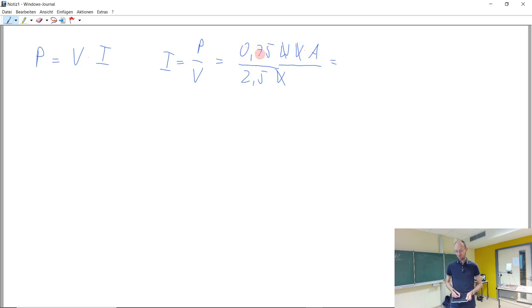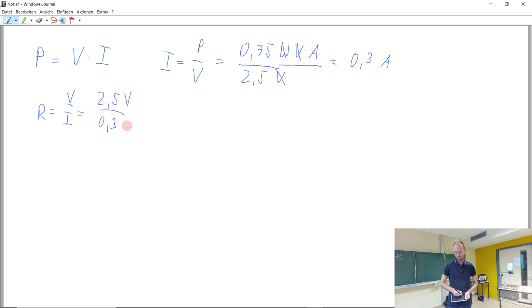And 0.75 divided by 2.5, 0.3, something like this, ampere, and then resistance is voltage divided by current. So if we take the 2.5 volt, divide them by the 0.3 ampere, we should get, yeah, some 8.6, you say. Okay. Has anyone exactly calculated this using a calculator? Should be? Okay. 7.5, sorry. 7.5, I'm sure. 8.3. 8.3, but is this here already correct?